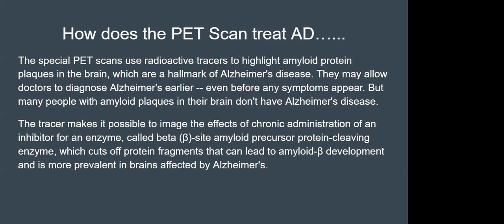The tracers make it possible to image the effects of chronic administration of an inhibitor for an enzyme called beta-site amyloid precursor protein cleaving enzyme, which cuts off protein fragments that can lead to amyloid beta development and is more prevalent in brains affected by Alzheimer's.